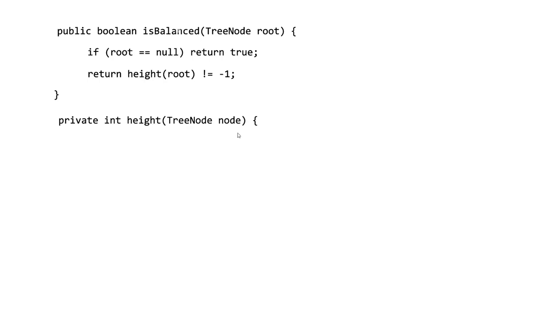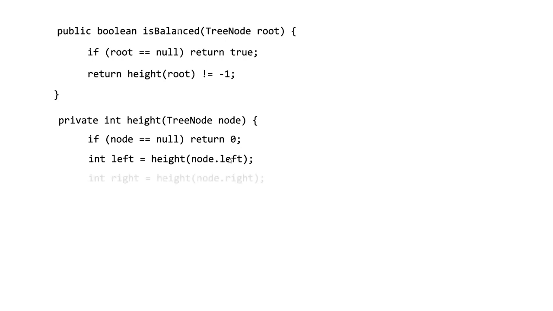It's going to pass back an integer, and we'll pass in the tree node. So if node is null, we're going to return 0. Meaning that if it doesn't have a left or right, it's going to return 0. So int left equals, we're going to call height again, more recursion, but this time we're going to pass node.left. And then we need to check the right value of the node too, so we're going to call height again and pass node.right.